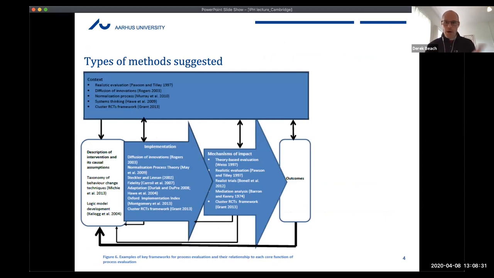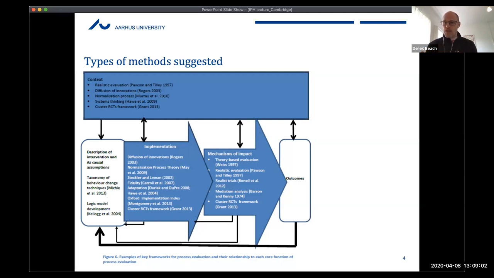Then we would typically have, in the actual white box, the cause, or what is the intervention, and its causal assumptions. And then we would maybe talk about implementation of the policy. And here there is a set of different methods used. And the mechanisms, or what process tracing actually would be interested in, would be the link between a cause and an outcome, or a policy intervention and outcome.